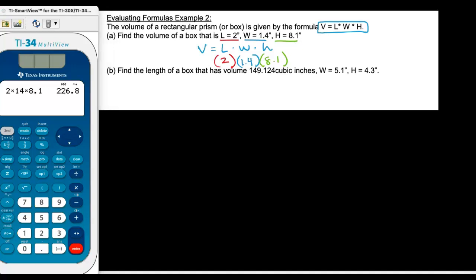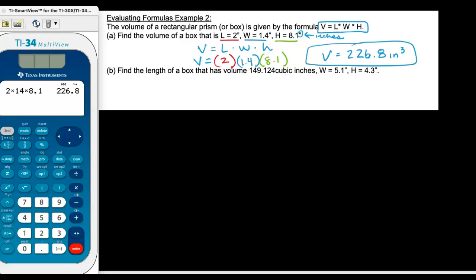In this question, I'm not given any rounding instructions, so I'm just going to write down the entire number, 226.8. All of those measurements are given in inches, since the symbol right here means inches. So when we multiply inches by inches by inches, our answer is inches cubed, or cubic inches. So the volume is 226.8 cubic inches.